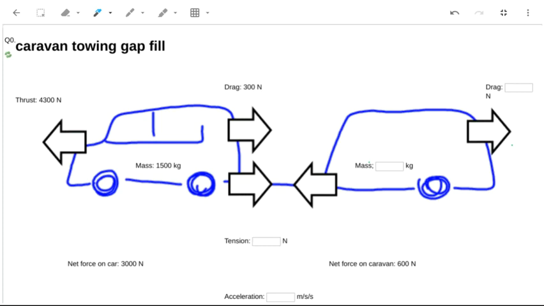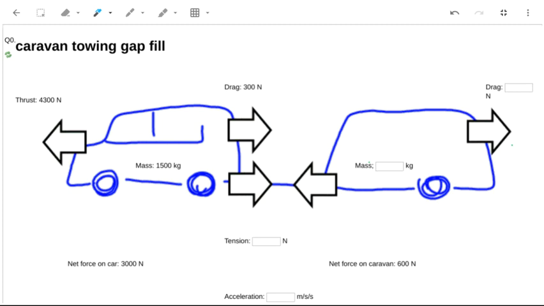Hi. So I'm looking at this caravan towing question here. There's bits missing, and I need to find out what those missing bits are. Let's get started. I'm just looking around now, seeing if there's any bits I can fill in.